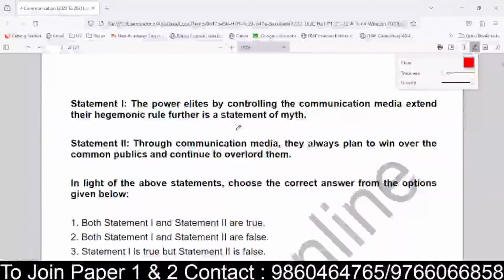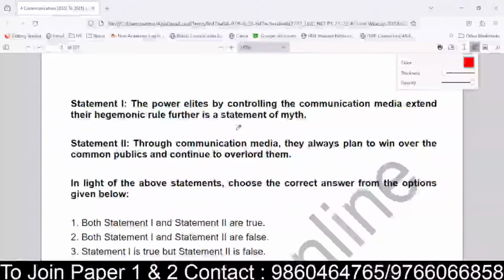The power elites by controlling the communication media extend their hegemonic rule is a statement of myth. And through communication media, they always plan to win over the common public and continue to overload them. Which of the statements stands to be correct? Which statement stands to be false?